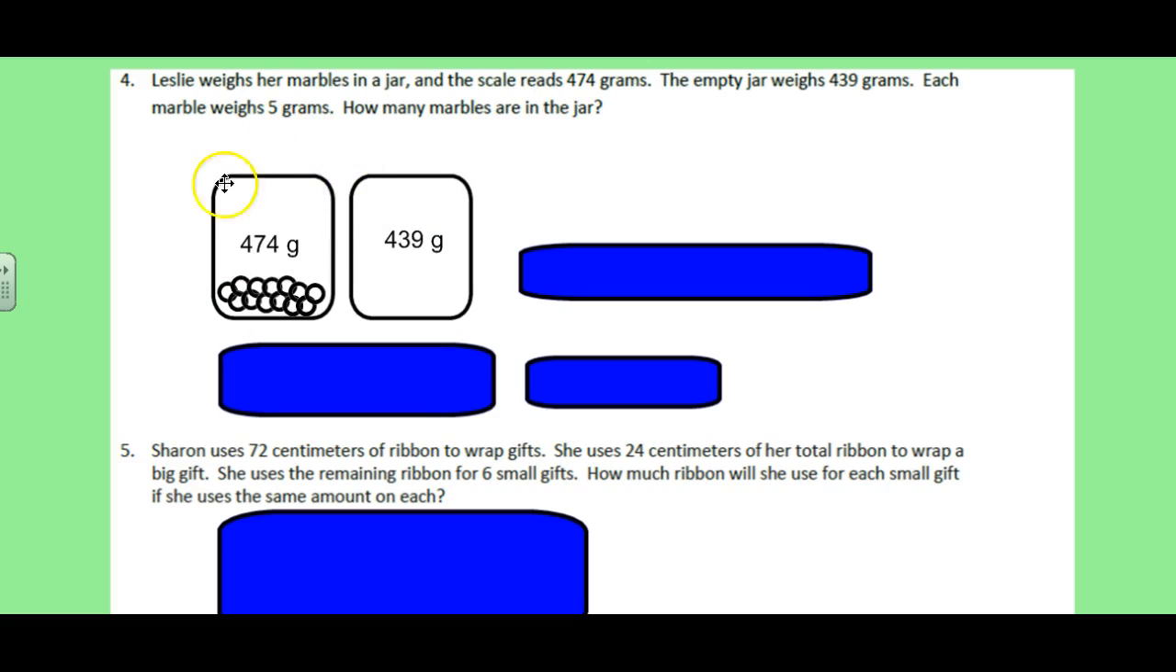So I was looking for this. Here's a jar with some marbles in it, and there's 474 grams. Here's the jar without the marbles, and I've got 439 grams. So what am I going to do with these two numbers to figure out how much the marbles weigh by themselves? What can I do with these two numbers? Push pause to figure that out.